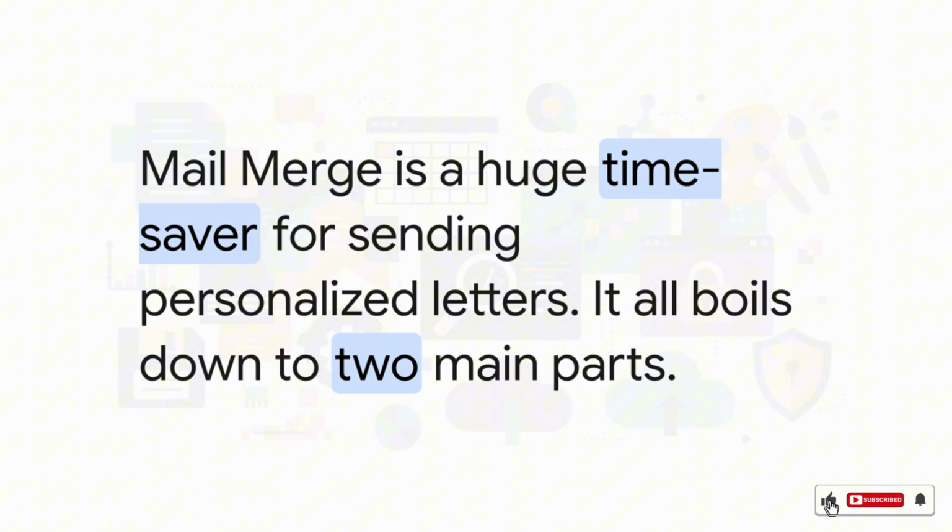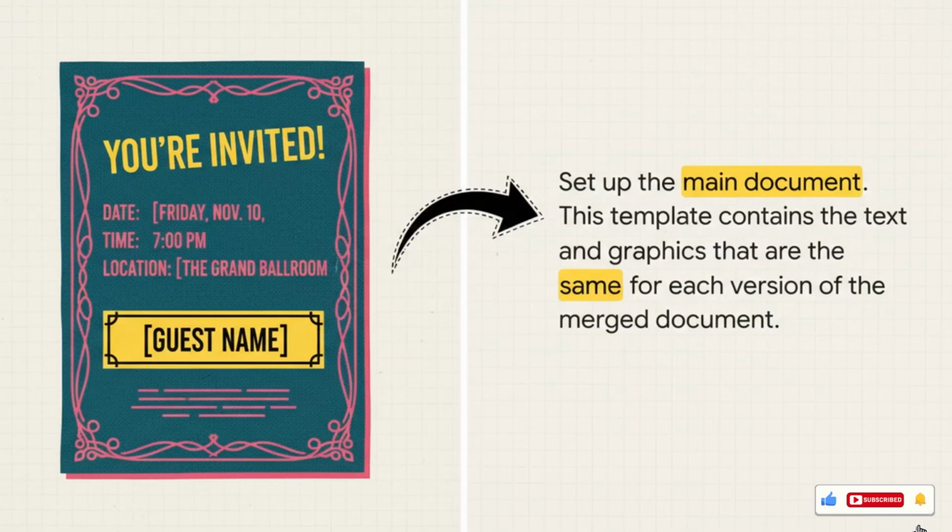It's a massive time saver when you need to send basically the same letter or email to a bunch of different people. It really just boils down to two main parts. First, you create what's called the main document. This is your template. So imagine you're writing an invitation to a party. The main document would have all the party details, the date, the time, the location, all the stuff that's exactly the same for every single guest.